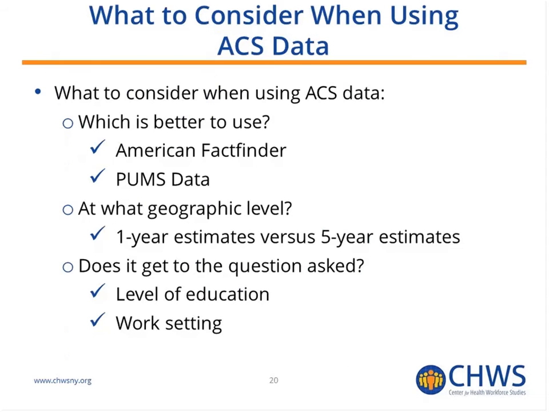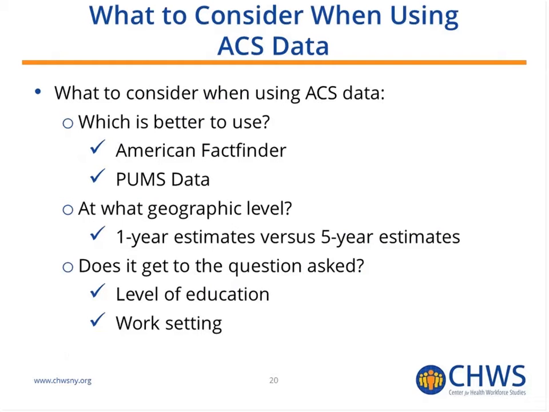So what do you need to consider when you're using ACS data? Which is better to use, American Fact Finder or PUMS data? With American Fact Finder, you're not going to be able to do crosstabs and look at various things, but you also have better geography in terms of looking at the data. PUMS data is record level data, but you're more limited with geography, and we'll talk about that too.